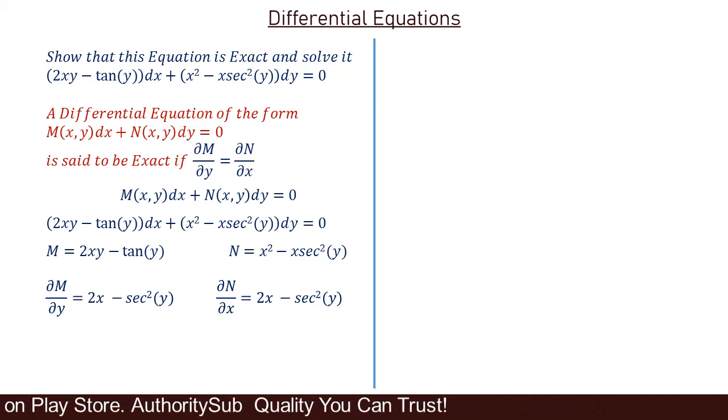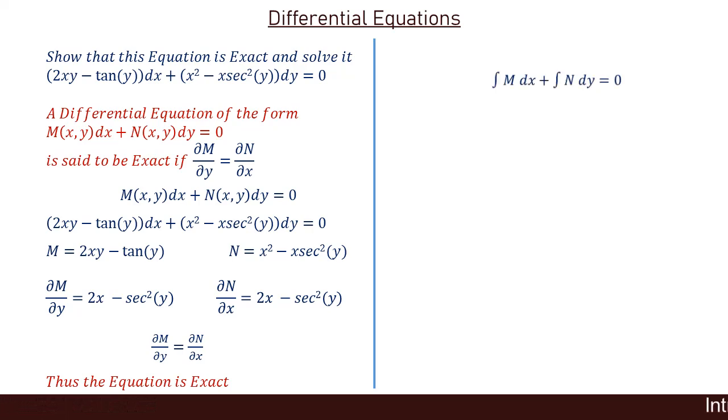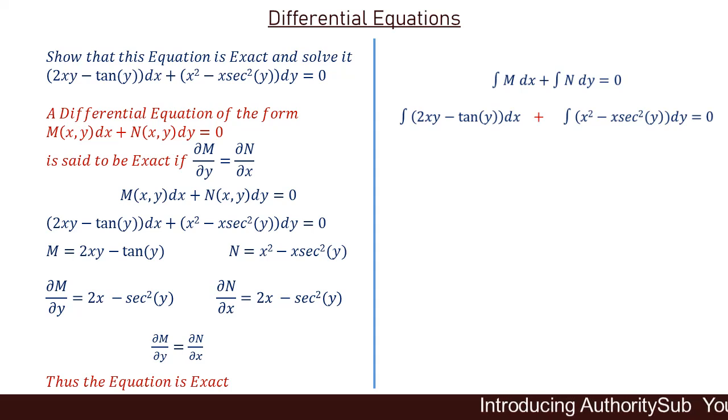So therefore, we see that the partial derivative of M with respect to y is equal to the partial derivative of N with respect to x. Okay, so we say that this equation is exact. Now, the solution to the exact equation that we're looking for is: integrate M with respect to x, integrate N with respect to y, equal to 0. Right? Good. When you do so, we have the integral of (2xy − tan y) dx plus the integral of (x² − x sec² y) dy equal to 0.